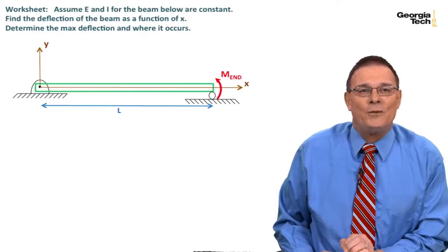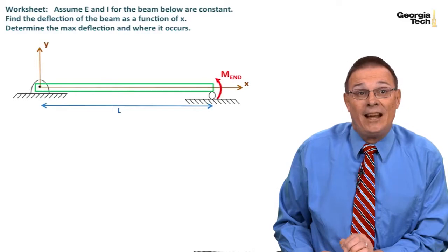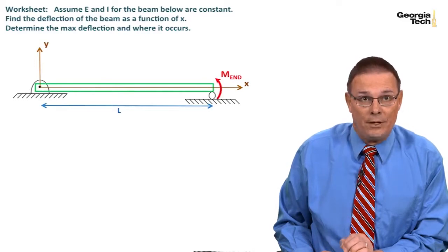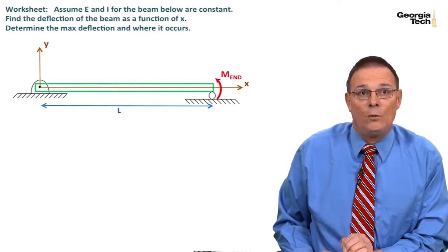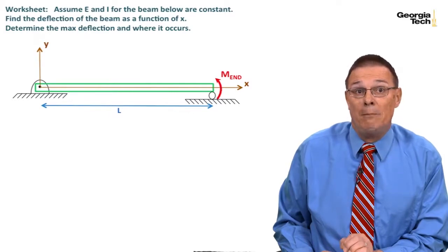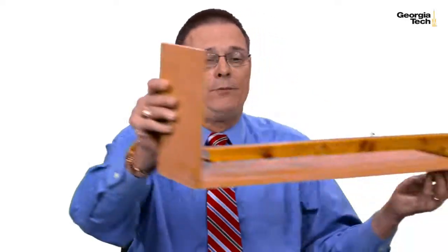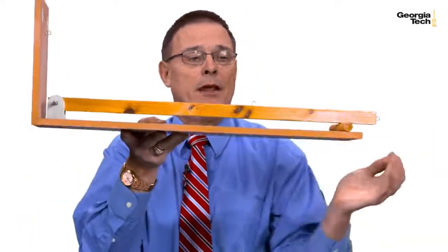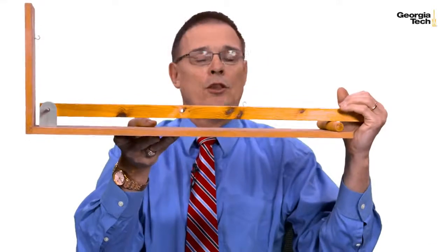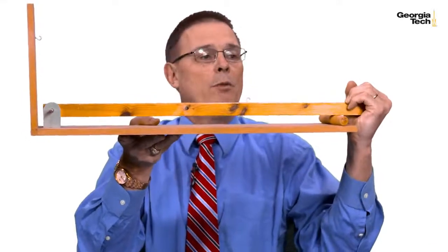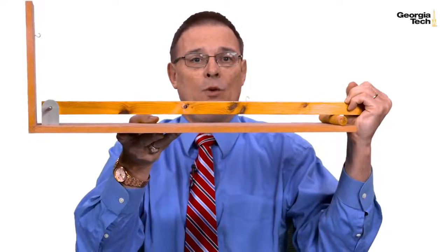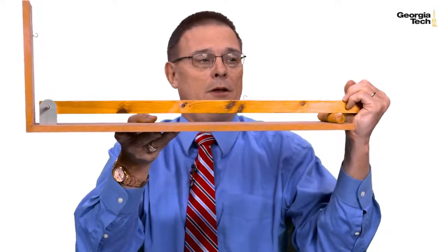This is a worksheet where we're going to assume that E and I, or the flexural rigidity of the beam, is constant, and we're going to want to find the deflection of the beam as a function of x and then determine the maximum deflection and where it occurs. Here's a demonstration of the system, and instead of having a moment at both ends, we're just going to put a moment on the right hand side where we have our roller constraint.